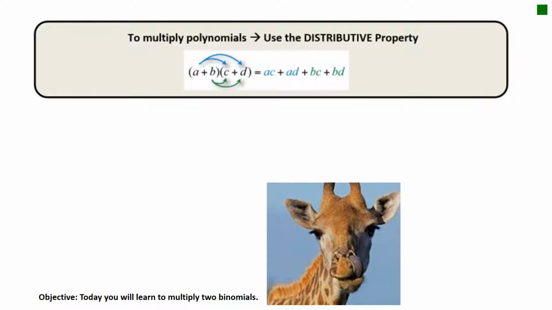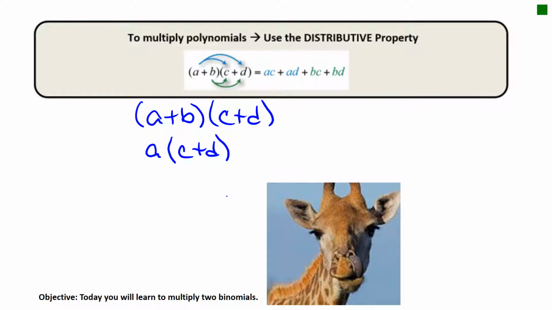Okay, to multiply polynomials, we're going to use the distributive property. Remember the distributive property, we just take the outside number and multiply it times both. So what's really happening here is we're going to take the A times C plus D, then we're going to take the B times C plus D. So you're going to distribute each one of them, and you're going to combine like terms at the end.